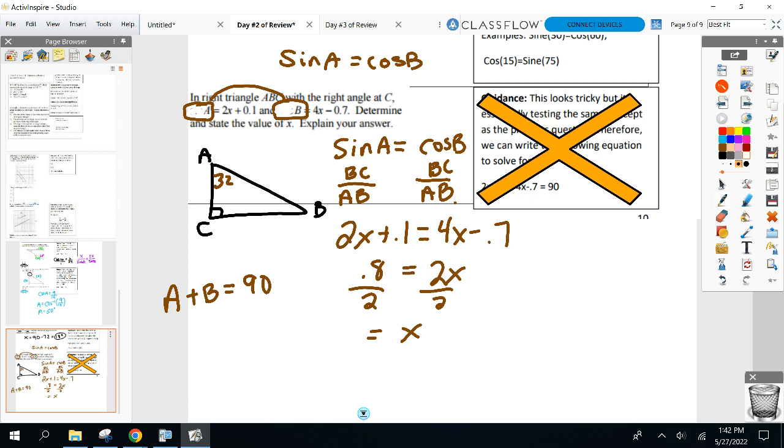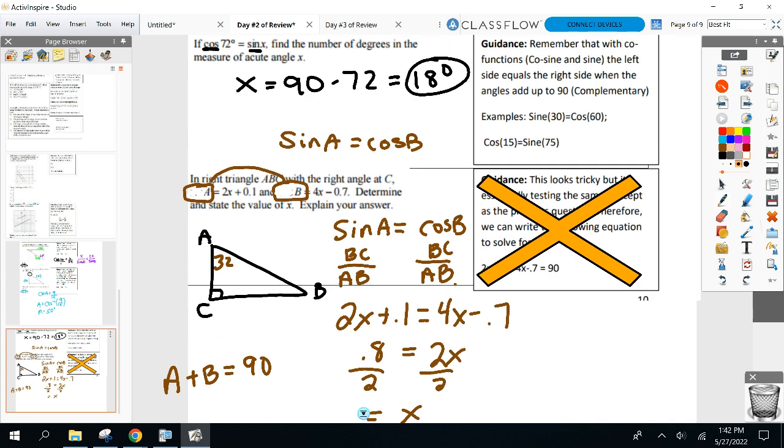Go ahead, Charlotte. I don't understand why in the last one they equaled 90, but now they don't. Because look, ready? What was I solving for? X is an angle, right? I'm not solving for the cosine or the sine of the angle. I'm solving for the angle. So the angles A and B add to 90. But now I'm doing the sine of A, which is different.